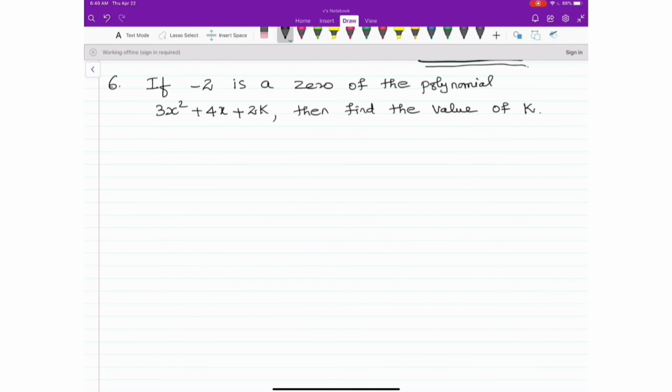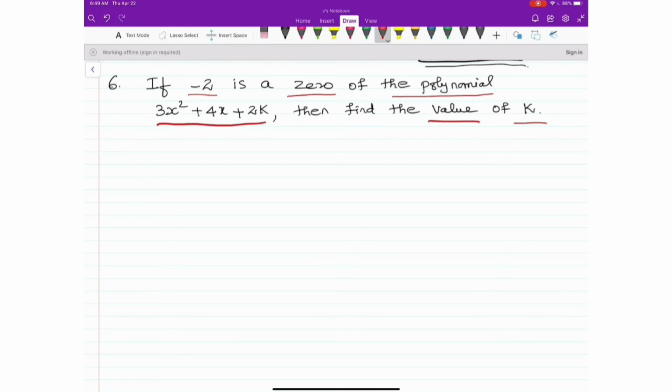Sixth question. If minus 2 is the 0 of the polynomial 3x square plus 4x plus 2k, then find the value of k. See, already you know how to find out the value of the polynomial. The value of the polynomial is nothing but you have to replace x by the given k, where k is a real number. Here that k is nothing but minus 2 in this question.